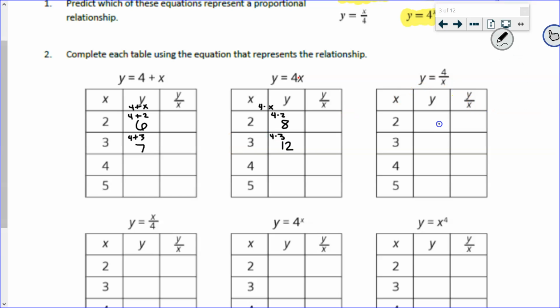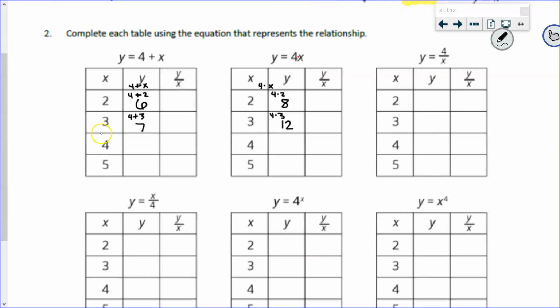I'll set you loose in a second to start doing all these calculations, but I really want you to see the differences in each one of these. Because do you see how all of them have a 4 and an x? So we have to be really careful on how we're using our calculators and what we're typing in. This equation here means y equals 4 divided by x. So that means y I get by going 4 divided by x, only what is my x? My x is 2. So here it's 4 divided by 2, and 4 divided by 2 is equal to 2.